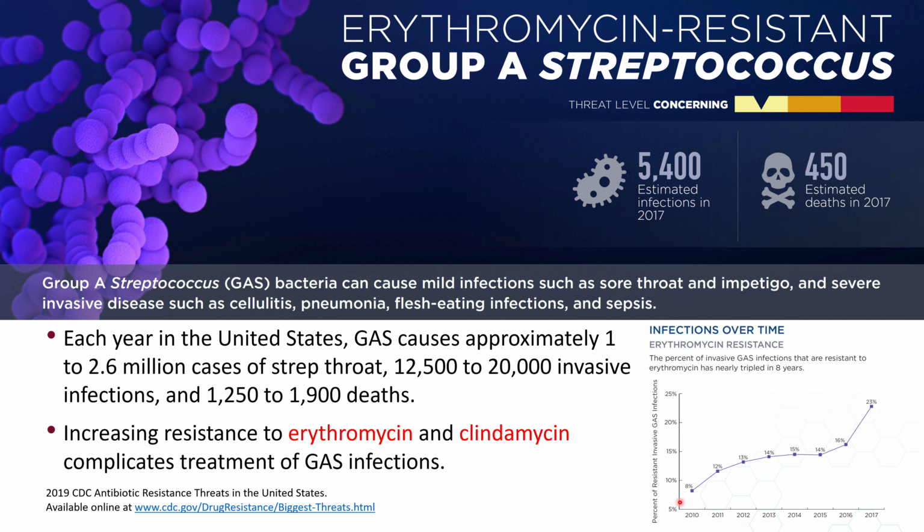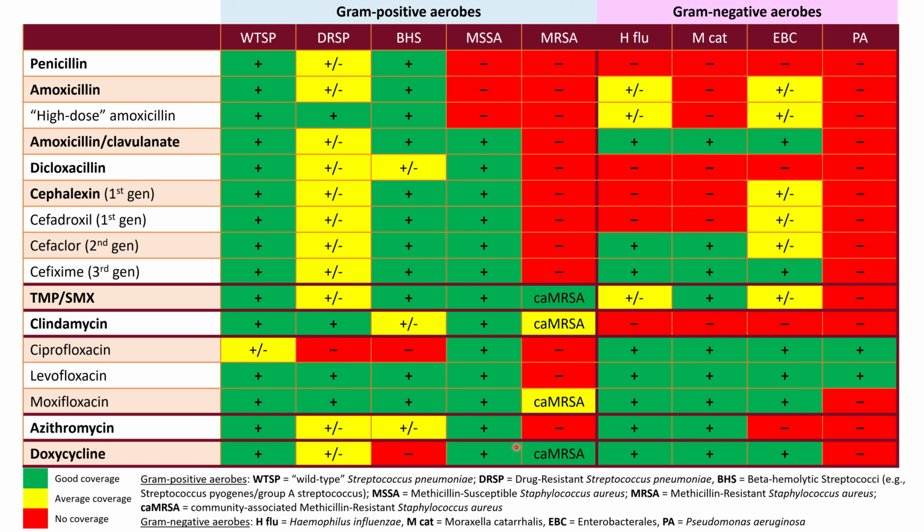In particular, resistance to erythromycin has been increasing year after year, and erythromycin is the surrogate for the entire class of macrolides. So essentially we can consider this resistant to the macrolide antibiotics. In addition, we're also seeing increasing rates of resistance to clindamycin. Let's take a look at the spectrum of activity of common antibiotics used for skin and soft tissue infection.